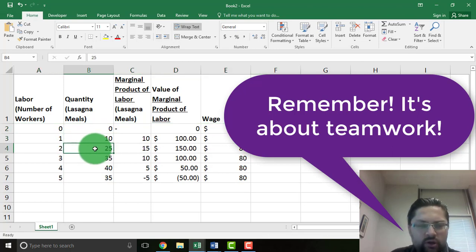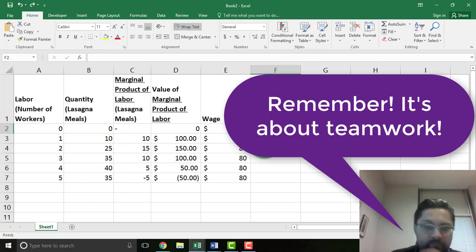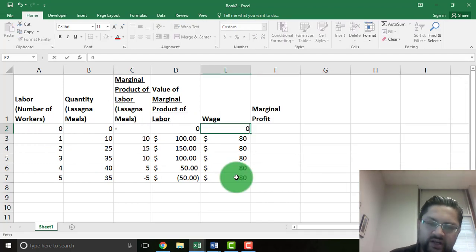Look at this. At worker number 2, these 15 new units, are 7 of them from worker number 1 and 8 of them from worker number 2, or are all 15 from worker number 2? We don't know. So we think about it as their contribution to the team, just like your industry presentations and other work that you've done in other classes when you've done group work. Okay, so marginal profit, well, since we don't have a laborer here, we really don't have a wage of anything. So we'll correct that with a 0.